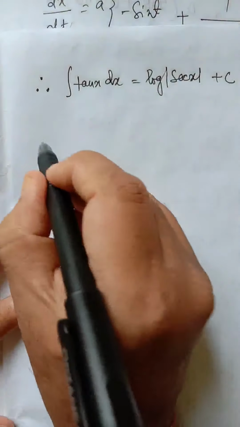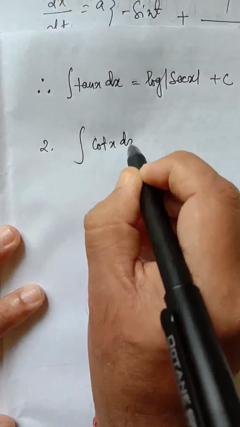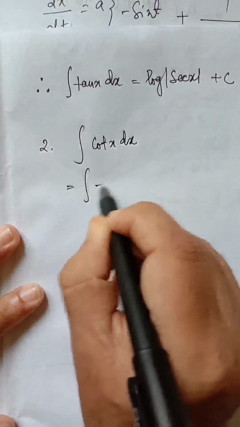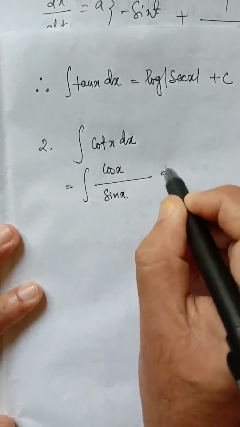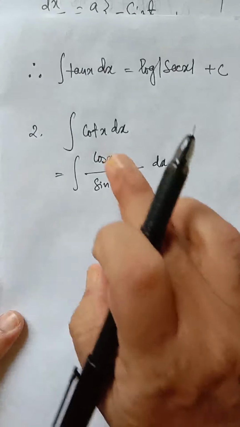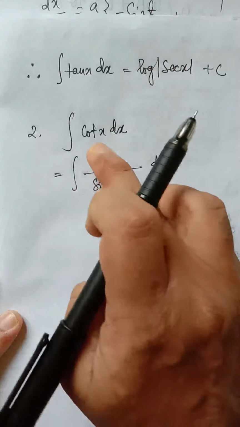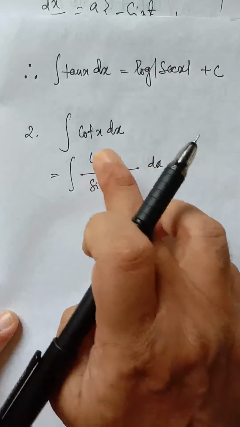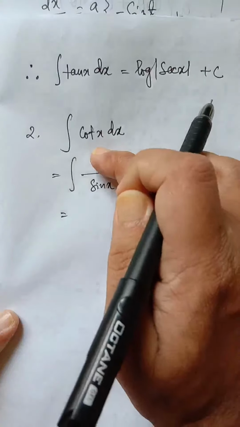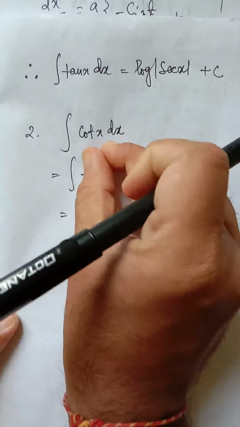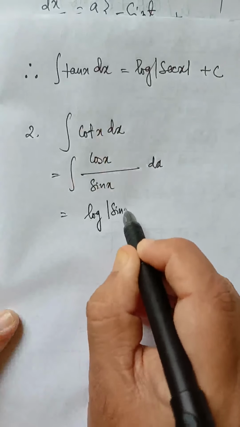Next, let us integrate cot x dx. Now cot x we can write as cos x by sin x. This is clearly in the form f dash x by fx. This is our fx, sin x, and this is its derivative, cos x. So this integral is of the form f dash x by fx, and its integral will be log of fx, log of sin x plus c.